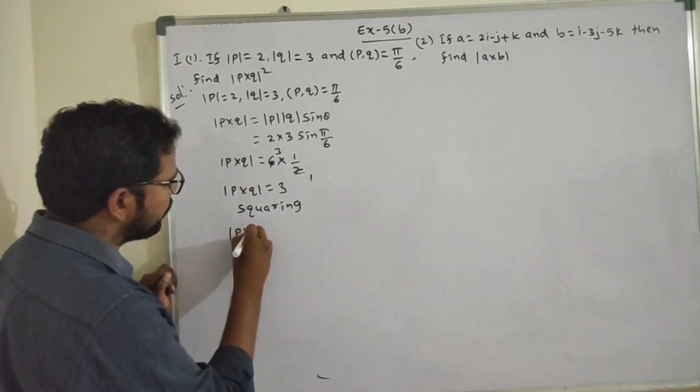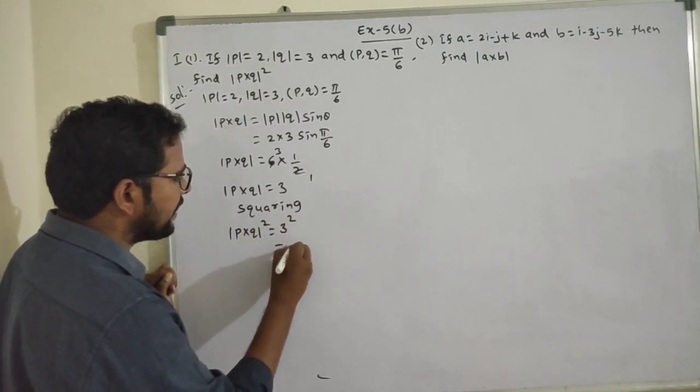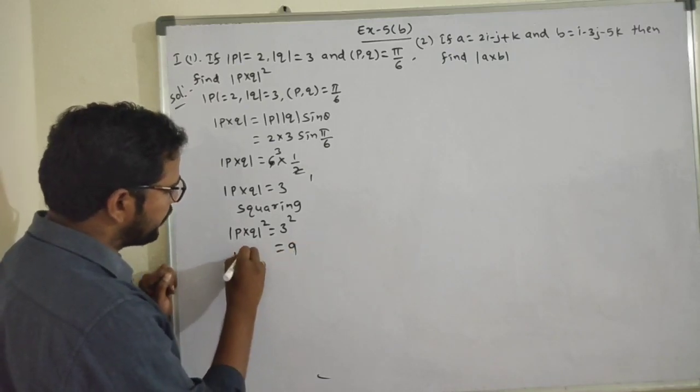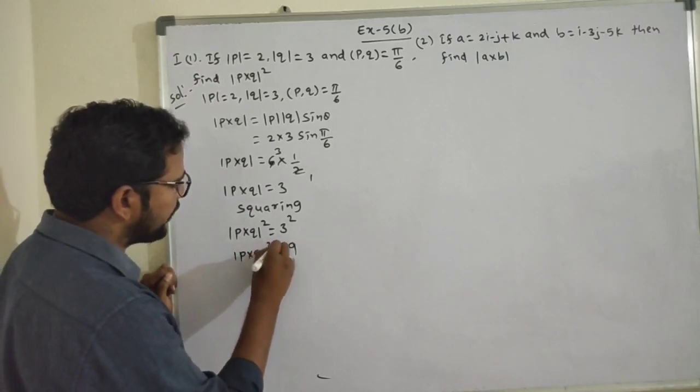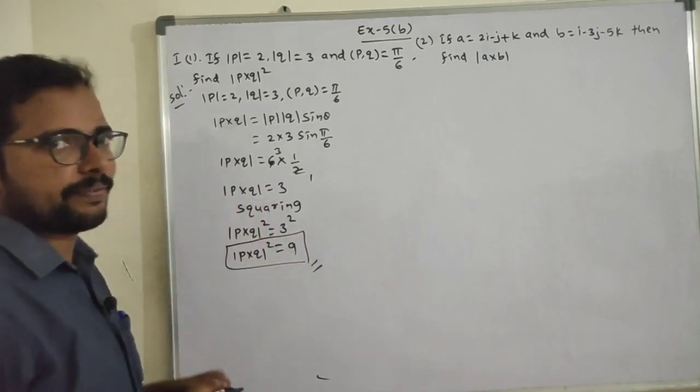Modulus P cross Q whole square is equal to 3 square, which is 9. Modulus P cross Q whole square is equal to 9.